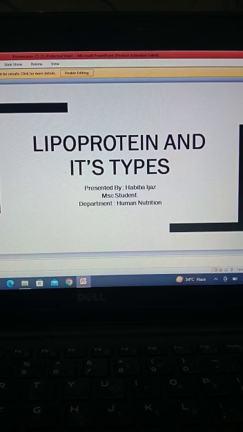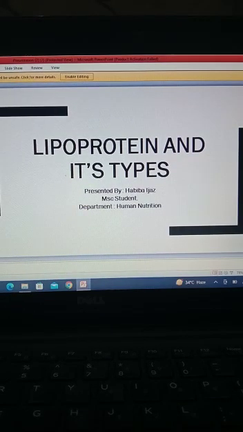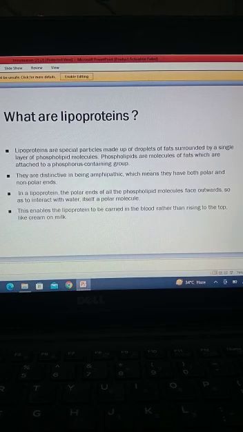As you can see on the screen, today's topic is lipoprotein and its types. First of all, let us learn what a lipoprotein is. Lipoproteins are special particles made up of droplets of fats surrounded by a single layer of phospholipid molecules. So basically, lipoproteins are compound lipids which are made up of both lipids and proteins.